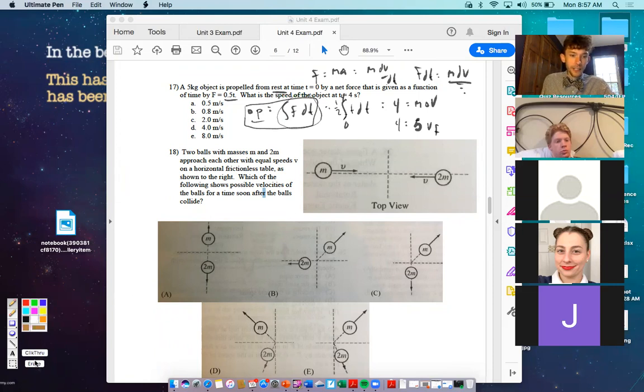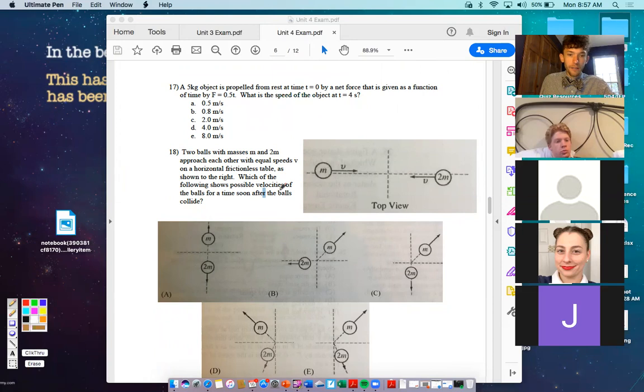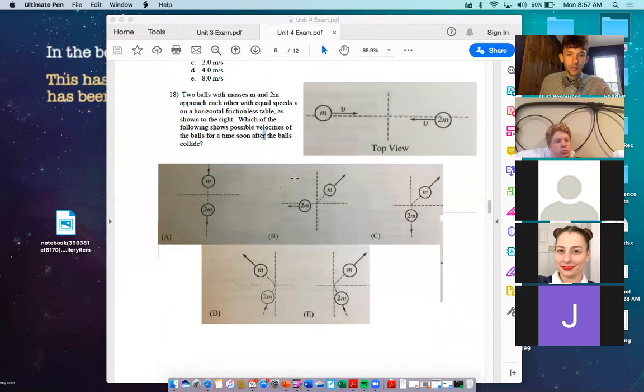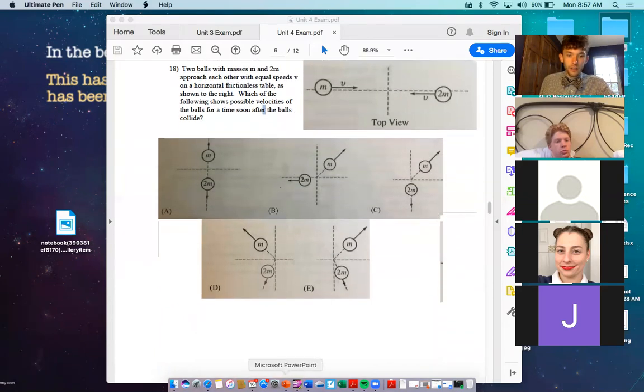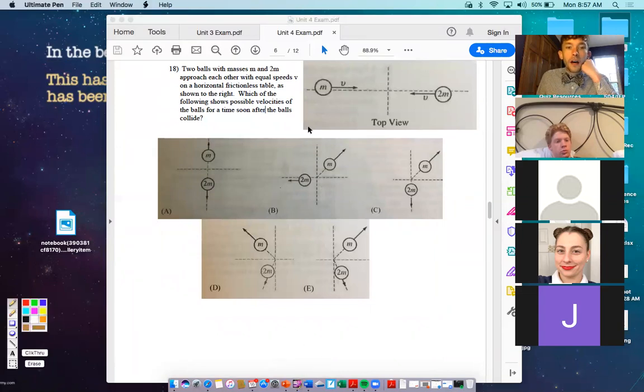Okay, 18 is a conceptual question, yay. So they both are moving with the same speed. This one to the right, this one to the left, and this one is more massive, so it's carrying more momentum. So after the collision, we want to know what are possible velocities.